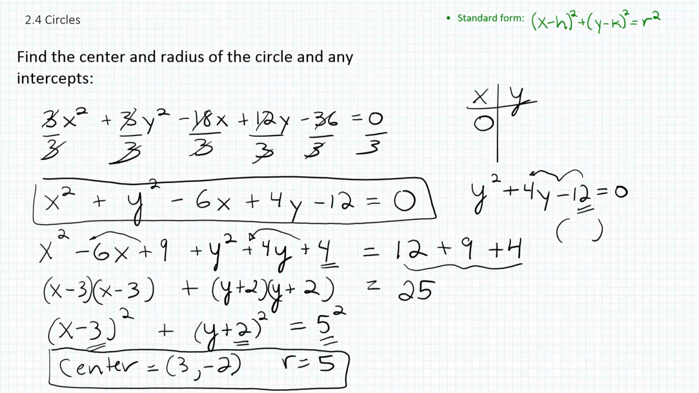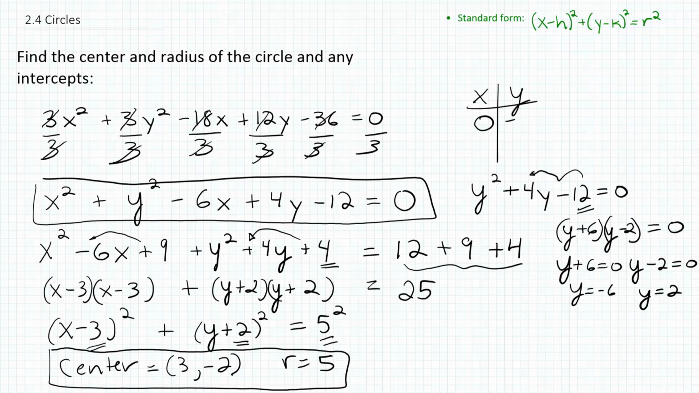So we should be able to say that this factors as y and y, plus and minus 6 and 2, because 6 times negative 2 is negative 12, and positive 6 minus 2 is positive 4. So the solution to those will be y plus 6 is equal to 0, and of course y minus 2 is equal to 0, and this of course will give you y equals negative 6, and the other one will give you y is equal to 2. So we'll have 0 comma negative 6 and 0 comma 2.